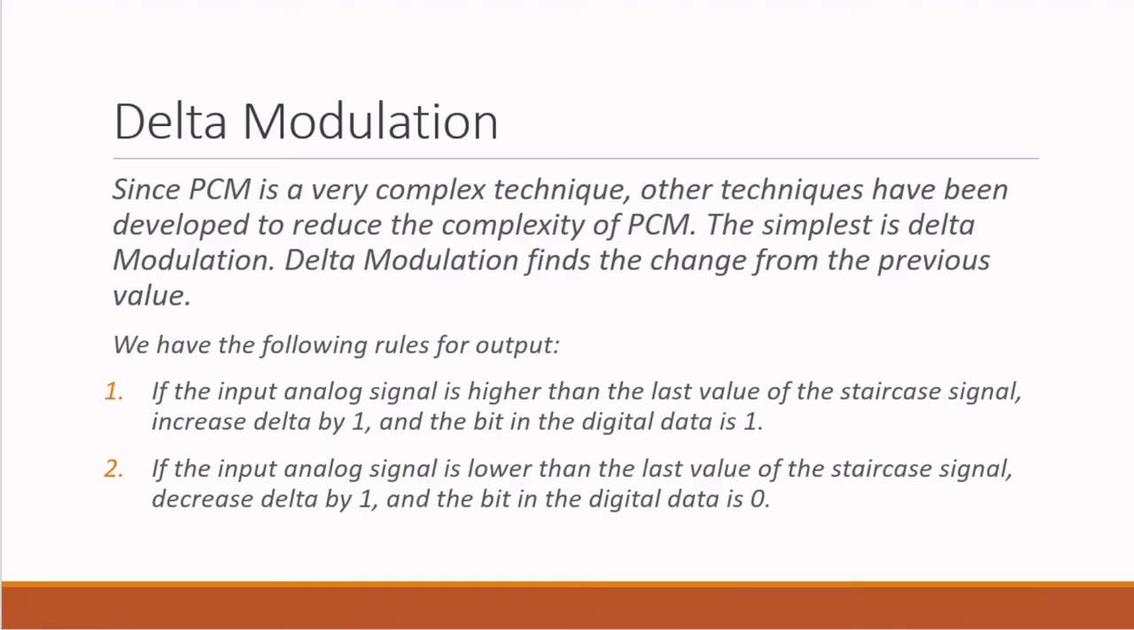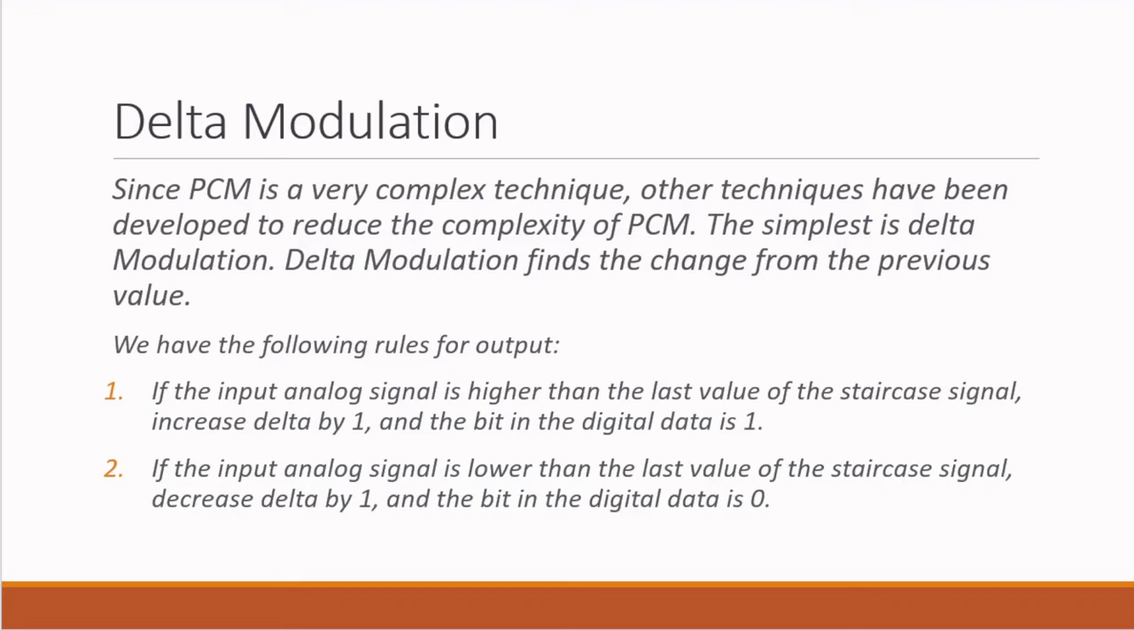Since pulse code modulation is a very complex technique, other techniques have to be developed to reduce the complexity of pulse code modulation, or PCM. The simplest is delta modulation. Delta modulation works on the concept that it compares the change from the previous value and stores the values accordingly. So we have the following rules for output.